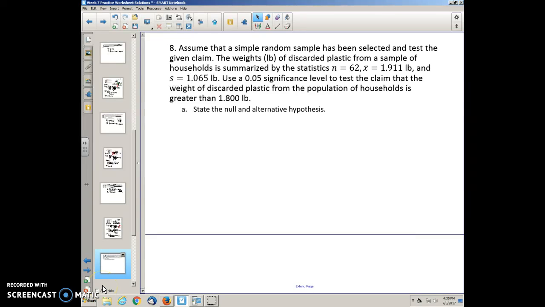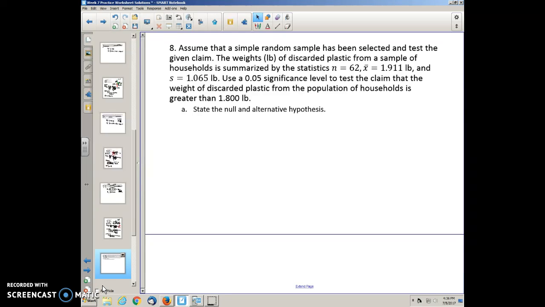Assume that a simple random sample has been selected and test the given claim. The weights in pounds of discarded plastic from a sample of households is summarized by the statistics: n equals 62, x bar equals 1.911 pounds, and s equals 1.065 pounds. So 62 households were sampled.